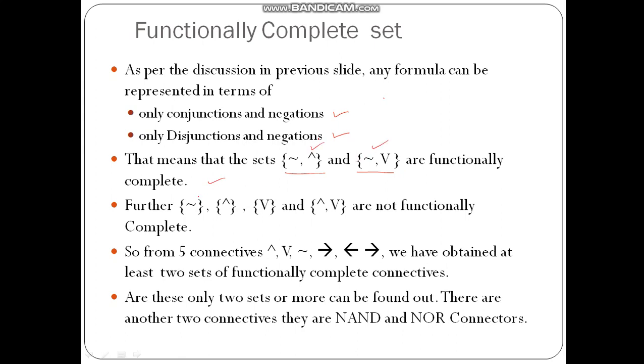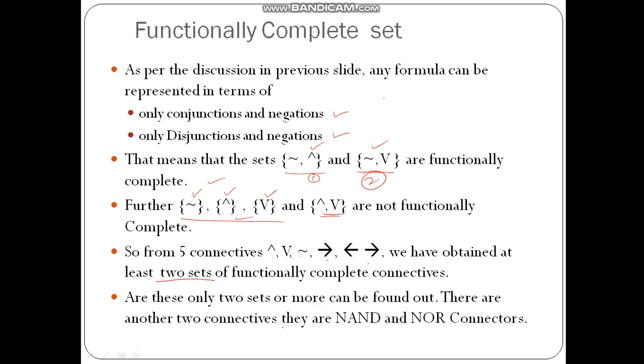Further, just a not, just an and, just an or are not functionally complete sets, because by using only these I cannot create any formula. And, or, just having and, or is also not functionally complete. So from five connectives, that is not, and, or, conditional and biconditional, we have obtained at least two sets, and these are the two sets. This is set number 1 and this is set number 2. Are these the only two sets or can more be formed?